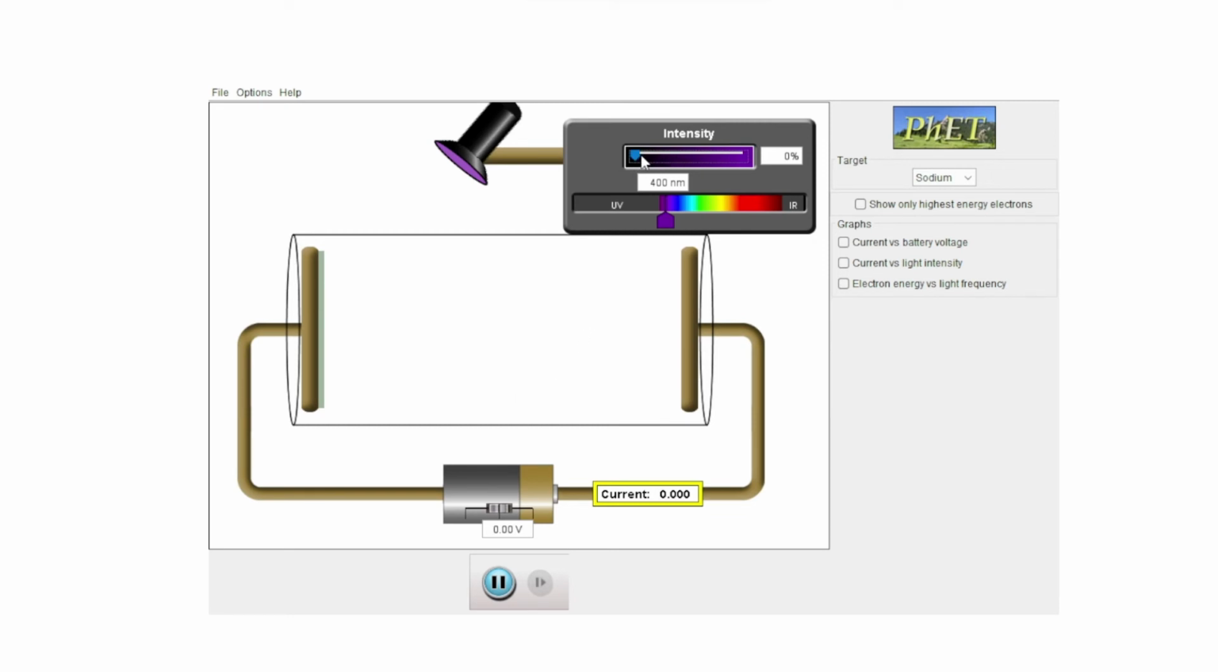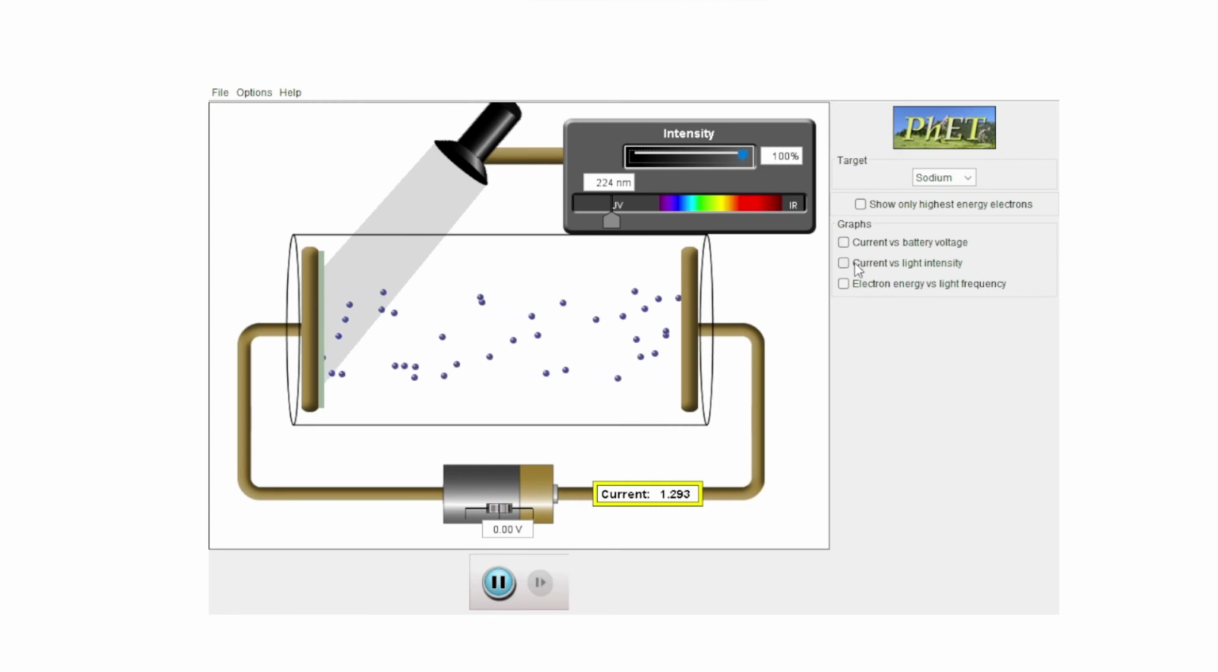So look what happens. We've got a sodium metal on the side of the plate. Look what happens when we start increasing the intensity of the light. We get electrons being ejected. Now, the more intense our light is, the more electrons will be ejected every second, right? So if we go full intensity, we can see that a lot more electrons are being ejected. Now we start going into the ultraviolet spectrum with a higher frequency of light. You can see the speed at which they come out is much greater.